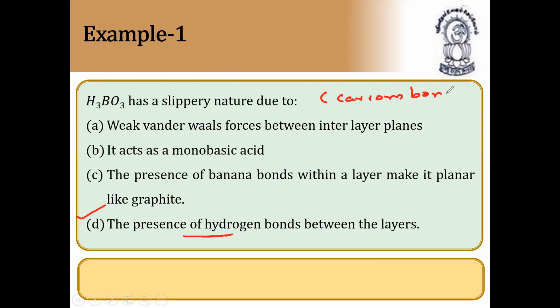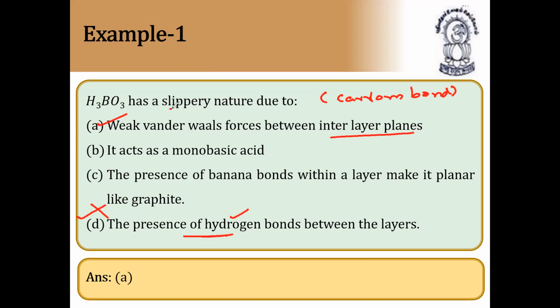So it has slippery nature due to formation of layer-like structures between the layers. The presence of hydrogen bonds. So answer is D. So it is containing weak van der Waals. So it is slippery nature. Slippery means not soft. So answer is correct only. That is van der Waals force only. Weak van der Waals force between interlayer planes.